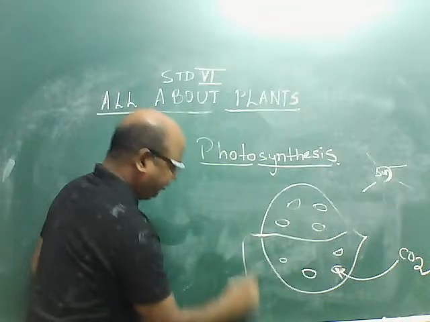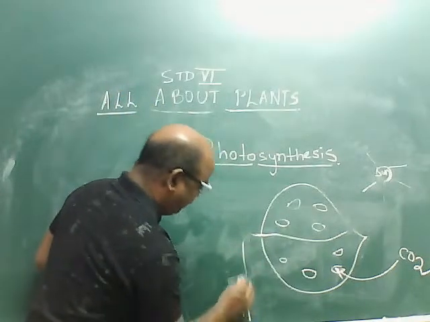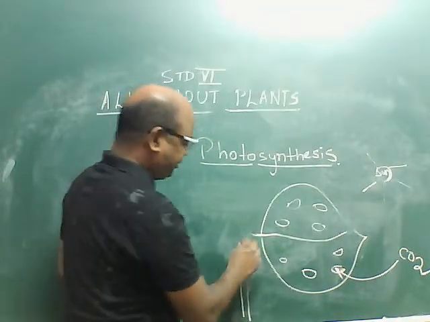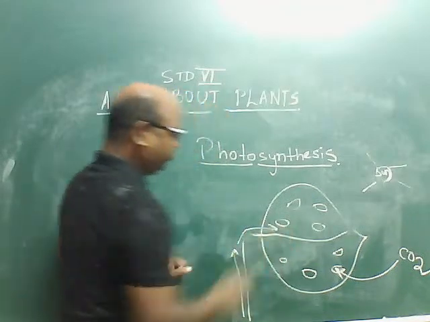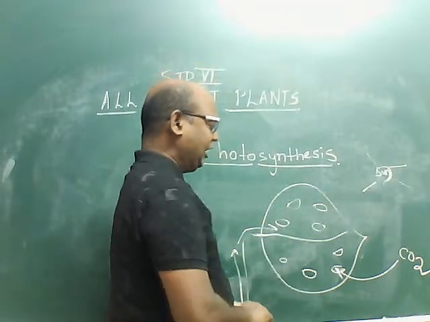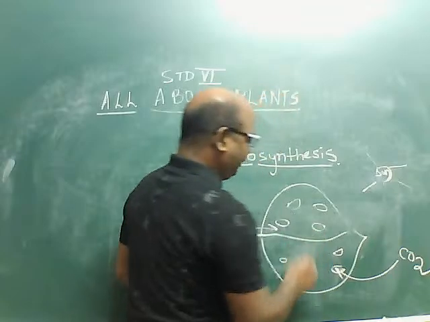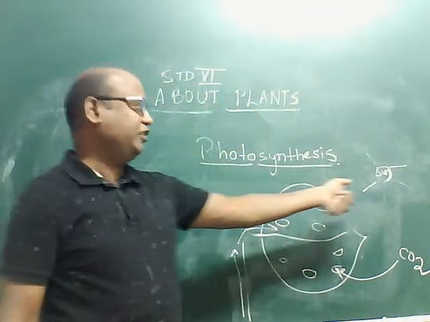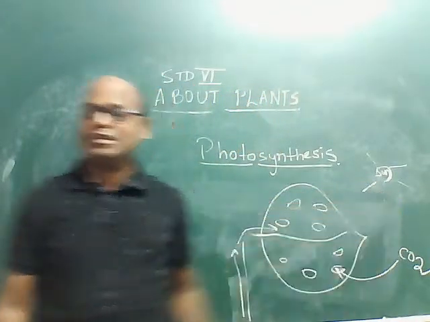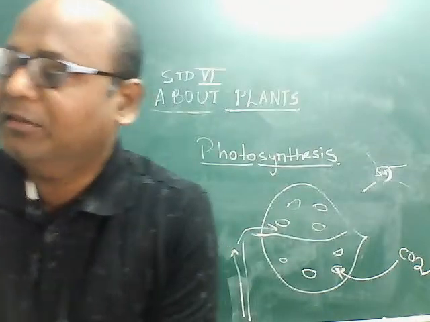Water is absorbed by the roots of the plant. It passes through xylem, a pipe-like structure, through the stem, and then to the branches, and then to the leaves. Carbon dioxide and this water combine. The energy which is required for the process is trapped by chlorophyll.